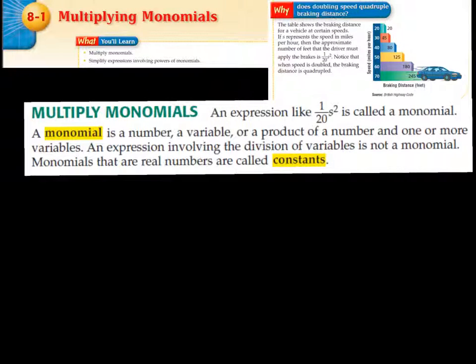An expression like 1/20 s squared is called a monomial. A monomial is a number, a variable, or a product of a number and one or more variables. An expression involving the division of variables is not a monomial. Monomials that are real numbers are called constants because they can't change.